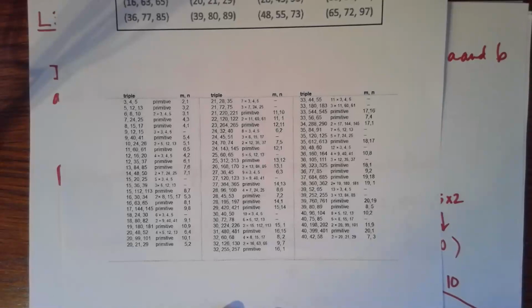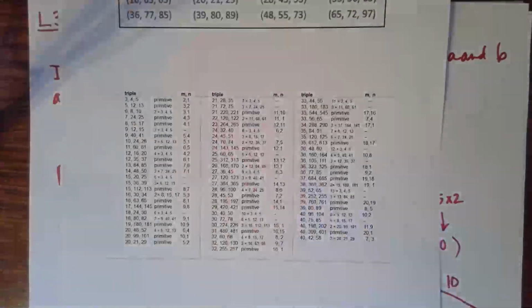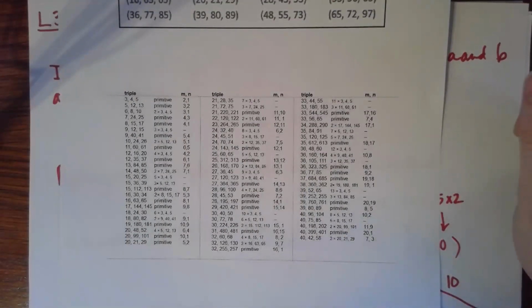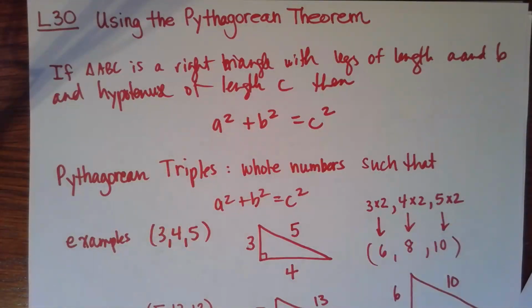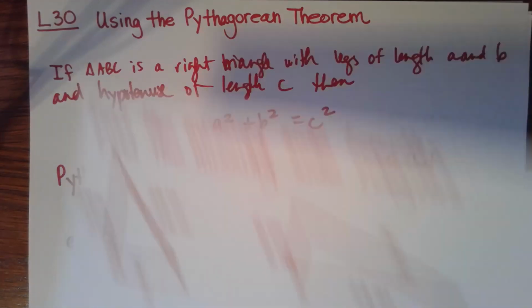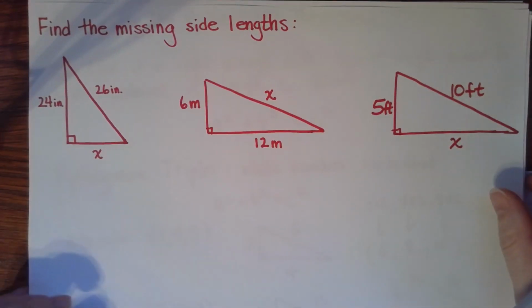Okay. But so it's helpful to know your Pythagorean triples, because sometimes when you're given a triangle and you're trying to find missing sides, if you can recognize a Pythagorean triple, it's easier to get it that way than to go through the whole a squared, b squared, c squared things, especially for large numbers. Okay. So let's look at some examples.